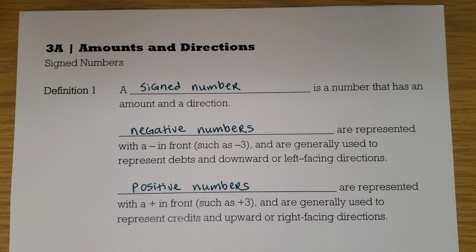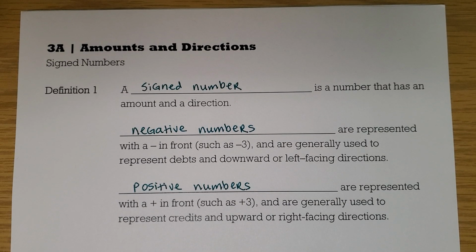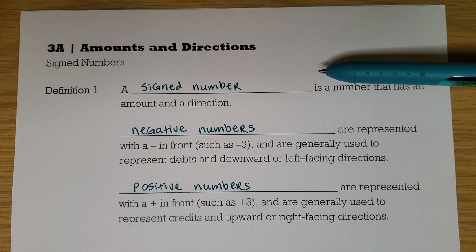So I have a few definitions here, so you can pause and copy these down if you want, and then we'll talk about what they mean. So first, a signed number is a number that has an amount and a direction to it.